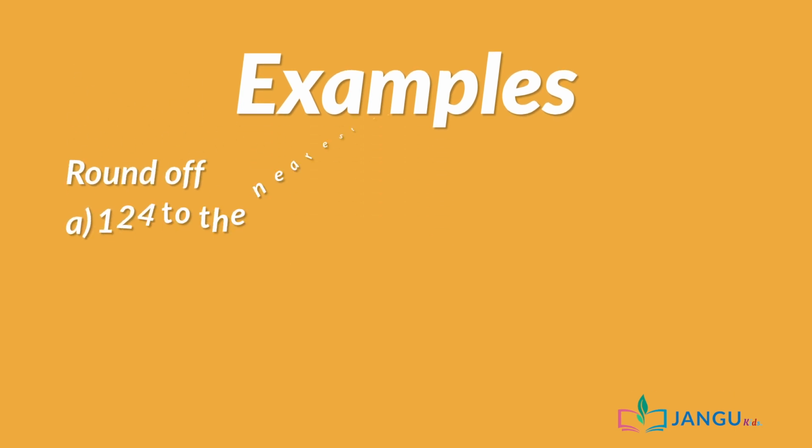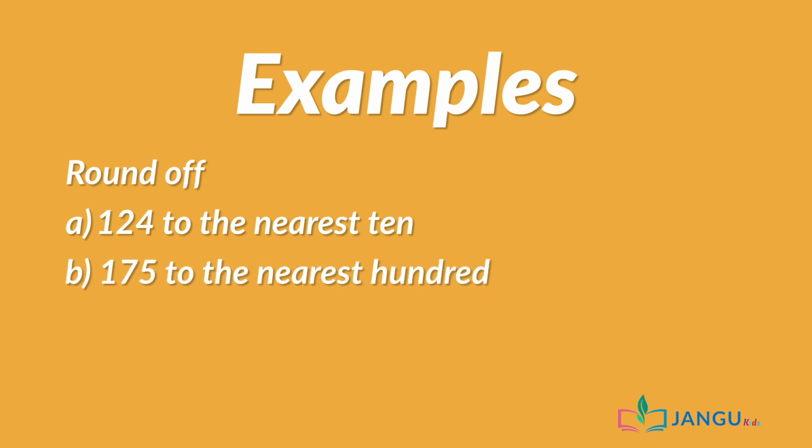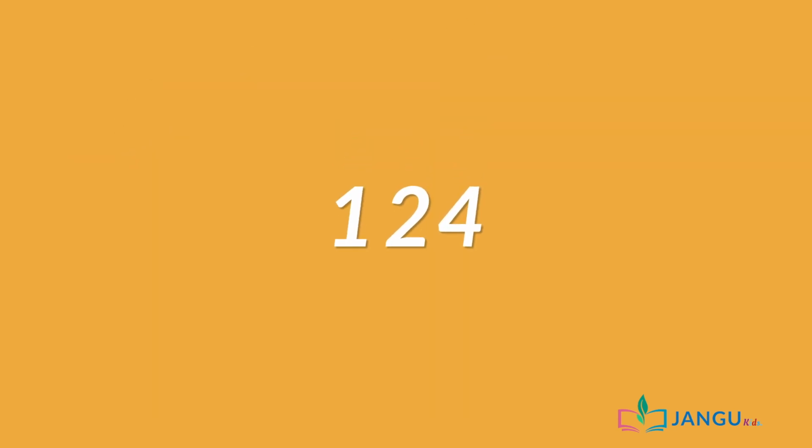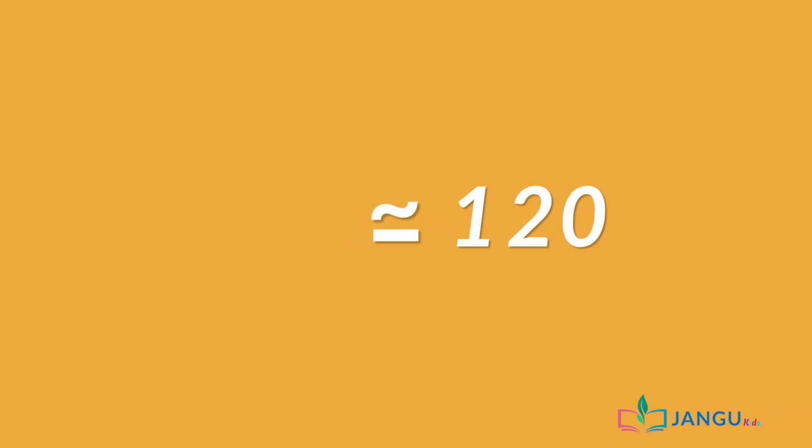Round off 124 to the nearest 10, and 175 to the nearest 100. Starting with the first number, 124, the place value we are rounding to is 10. So I will circle 1. The number next to 1 is 2. 2 is less than 5. So what do we do? We leave 2 as it is and replace 4 with 0. Therefore, 124 is approximately equal to 120 to the nearest 10.